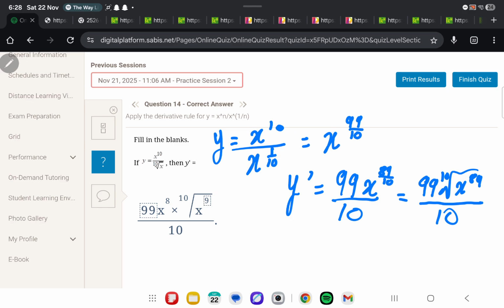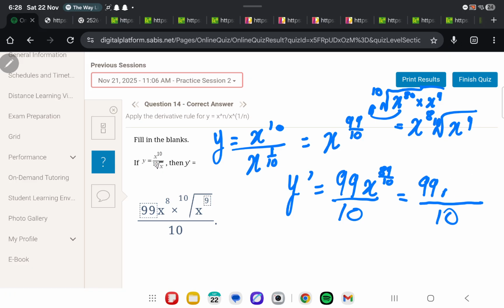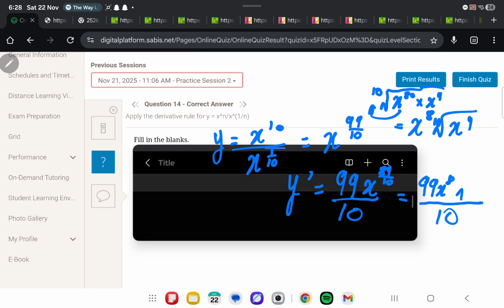So what you're going to do, remember, what's x to the power of 89? I'm going to keep the 10th root here. It's x to the power of 80 times x to the power of 9, right? So you can take the x to the power of 80 out. It'll be x to the power of 80 over 10, which is going to simplify to x to the power of 8, times the 10th root of x to the power of 9, which is the answer. So instead of this, I'm going to rearrange it to x to the power of 8 times the 10th root of x to the power of 9. And this is your final answer.